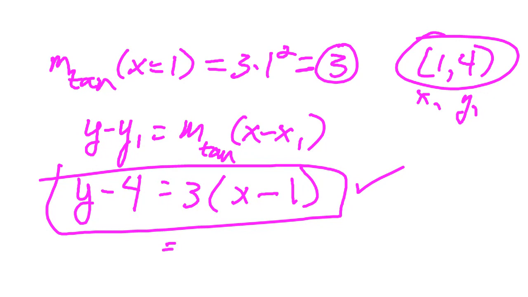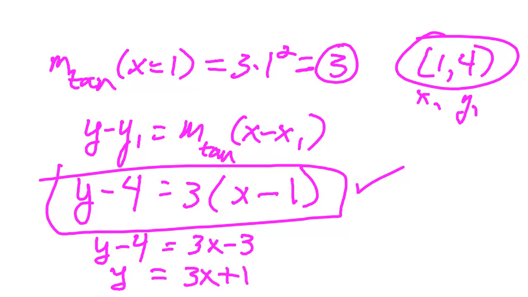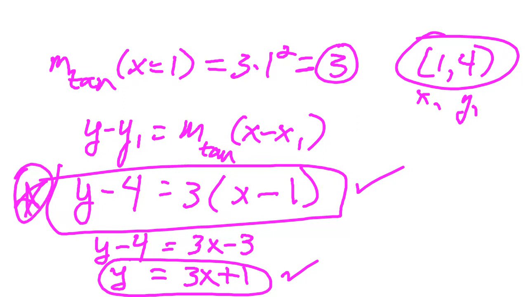So what they did is they say, this is 3x minus 3 on the right. So we got y minus 4 equals 3x minus 3. And then they add 4 to both sides, and the equation of the tangent line is y equals 3x plus 1. So this is the answer that they have. Both are correct, as long as you simplify it. For me, I answered the question, so I'm going to use the easiest version of the formula.